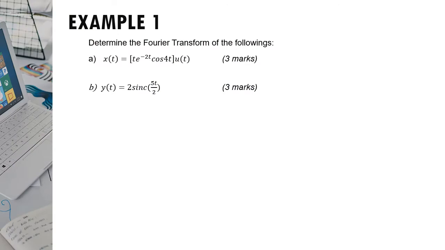Okay, let's look at the first example. There are two sub-questions in the first example. So you need to determine the Fourier transform of the following signals. So the first thing you need to have in hand is the Fourier transform pairs, the table of Fourier transform pairs.